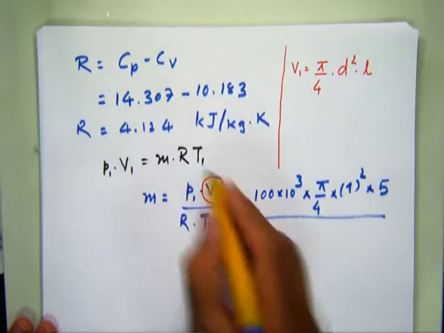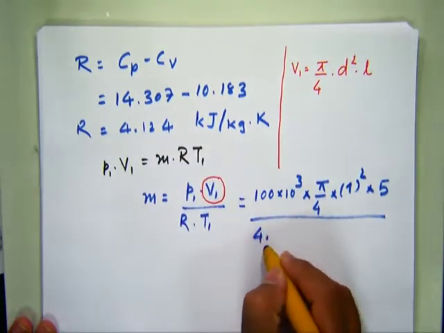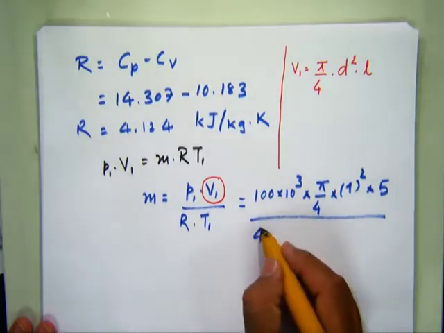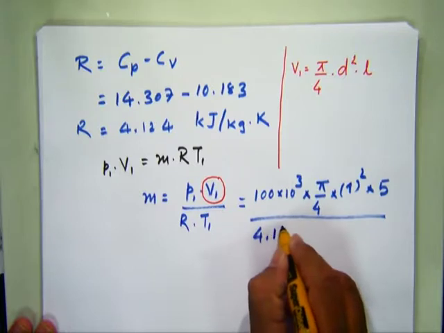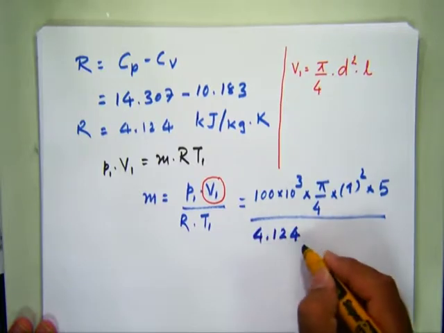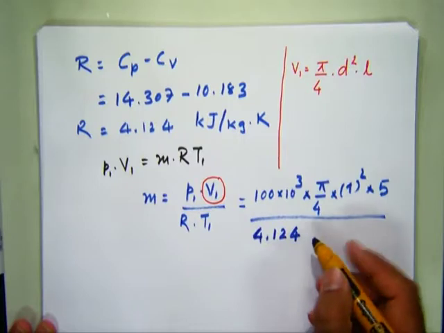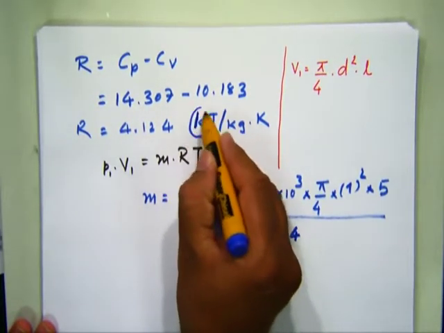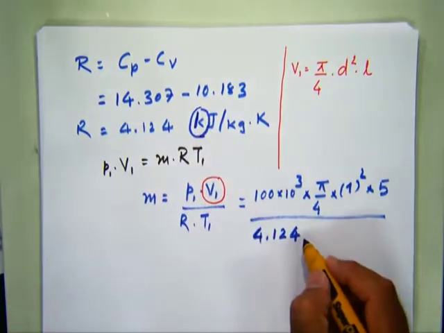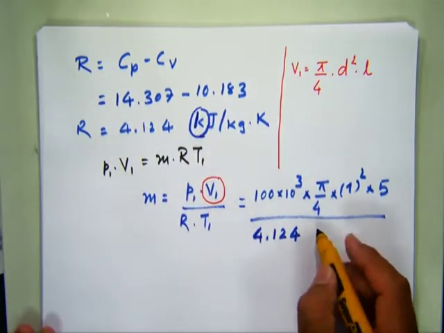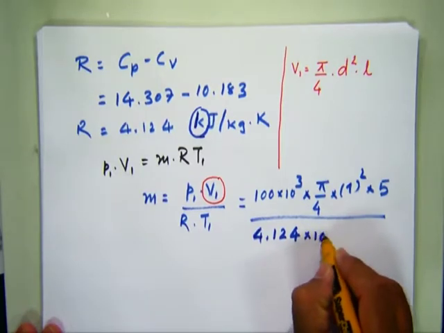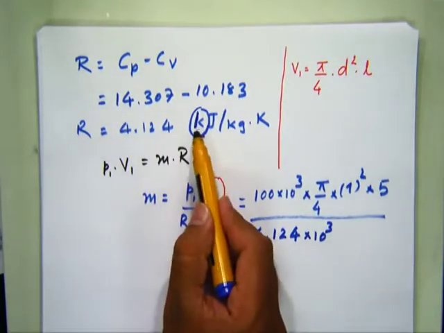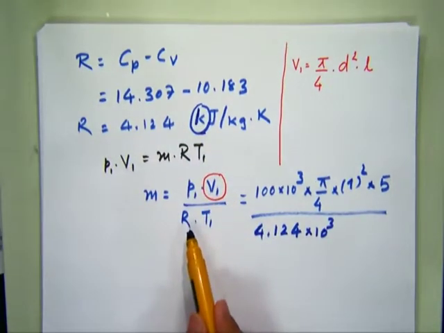Divided by R, you have already found 4.124, that is in kilojoule. Friends, here the R is given in kilojoule. When you are solving the problem, you have to take R in joule, so multiply this with 10 raised to 3. The R value is in kilojoule; when you are solving the problem, put this R value in joule.